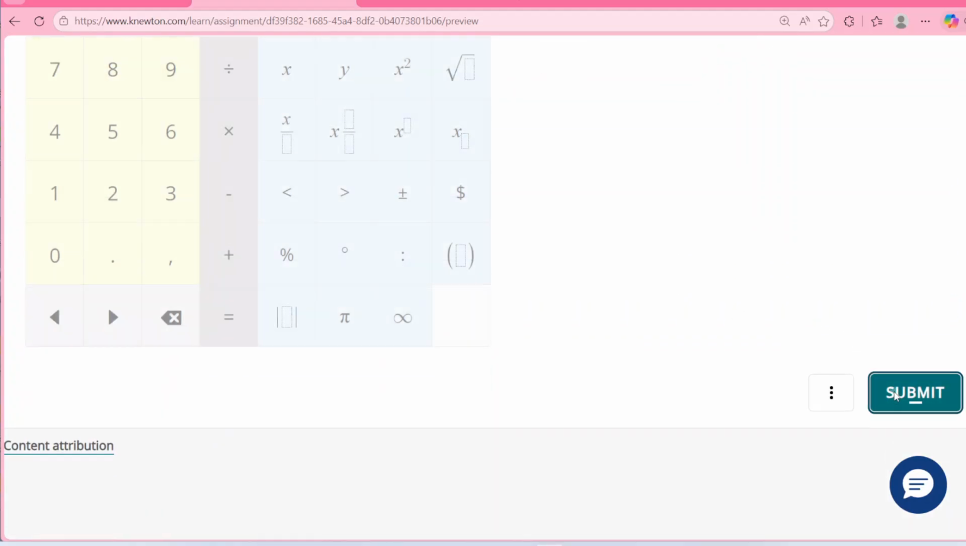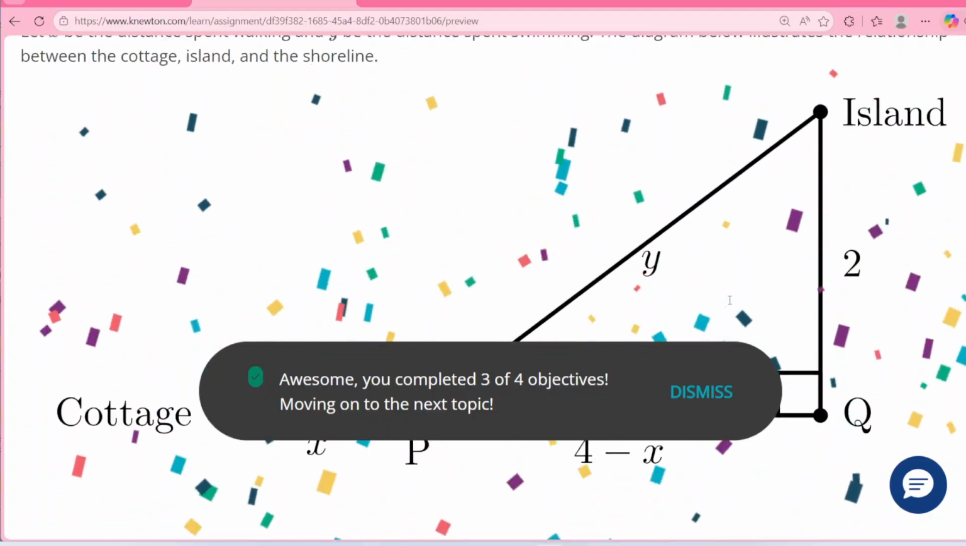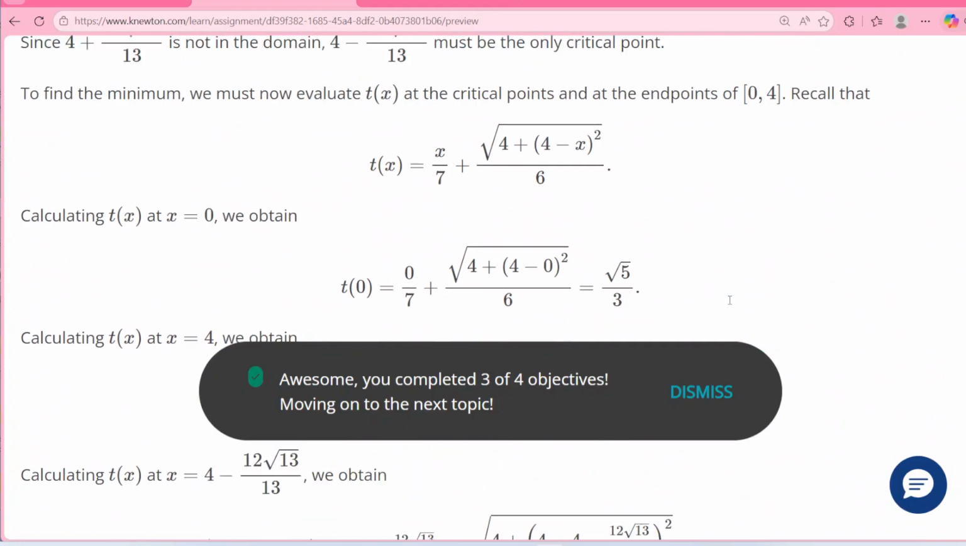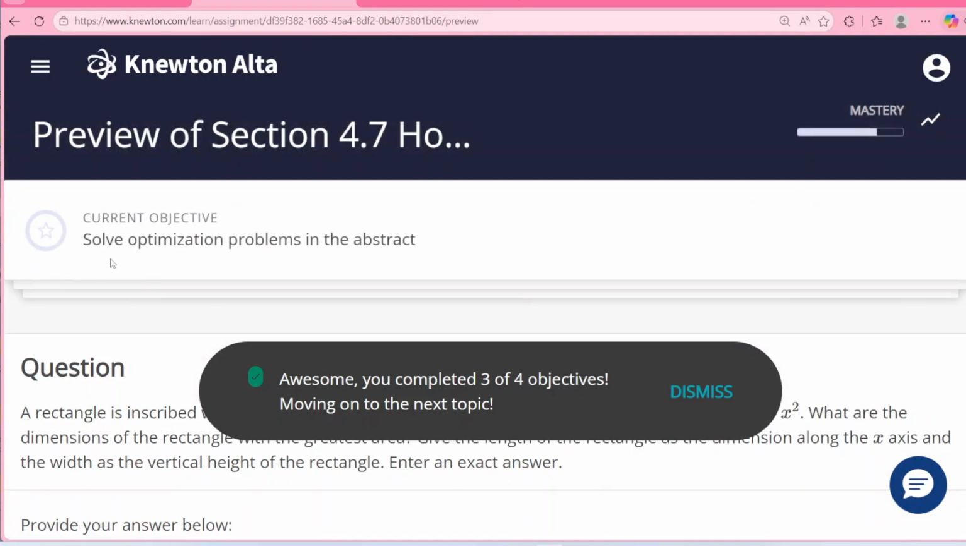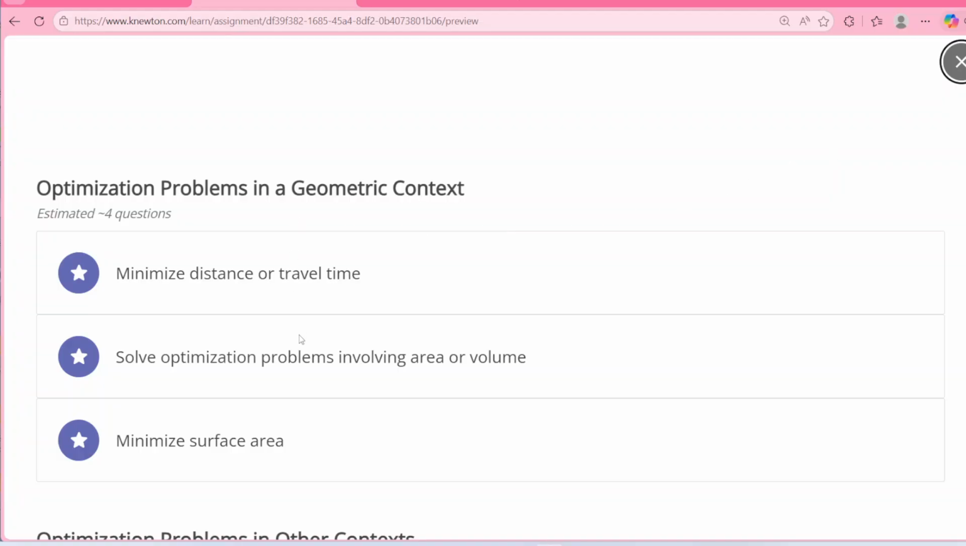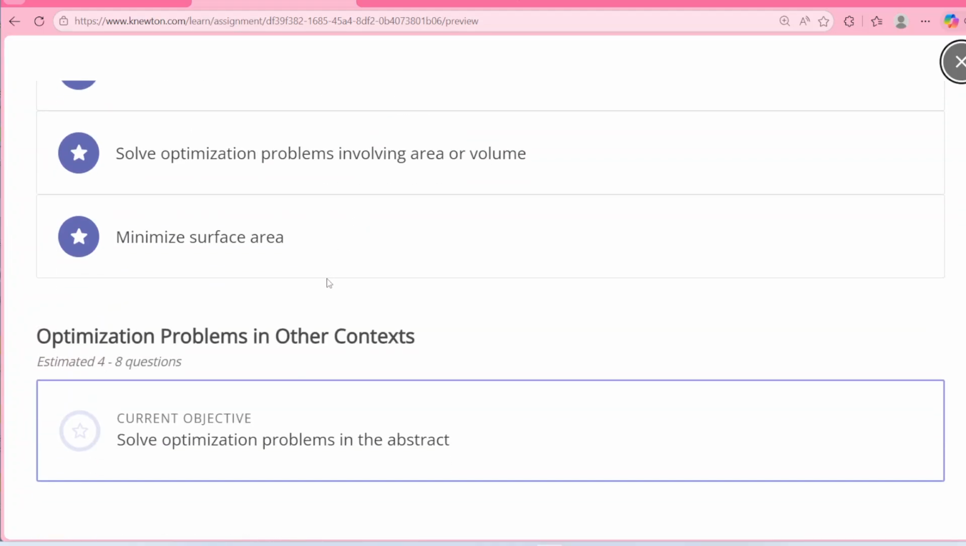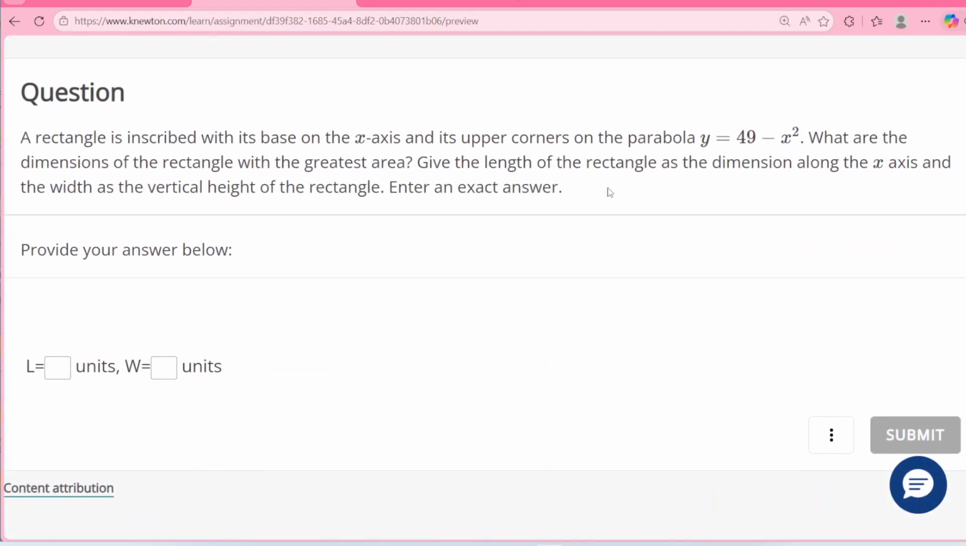0.74. Great. All right, then the last objective is in that abstract scenario. All right, so that's the other. So those were all with geometry involved, triangles, semicircles, rectangles, right? So now we got this, in the abstract, solve optimization problems with no real geometric setting.